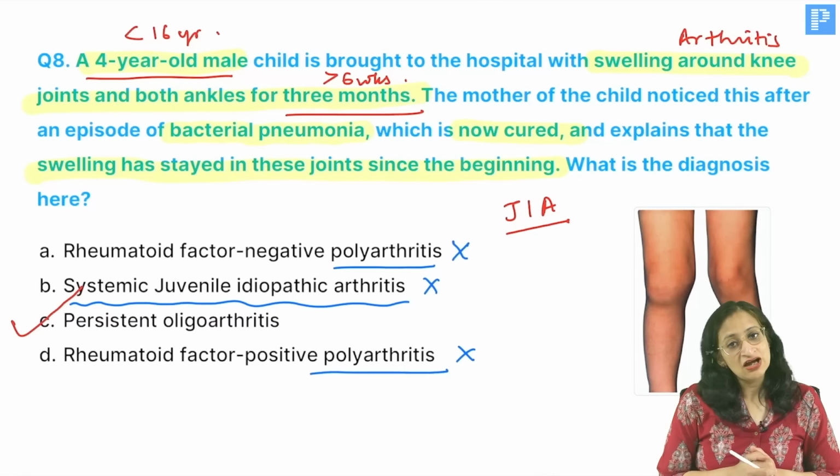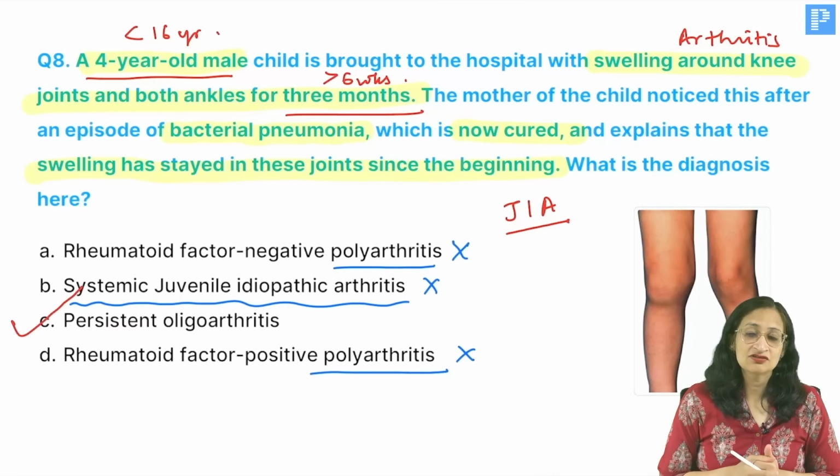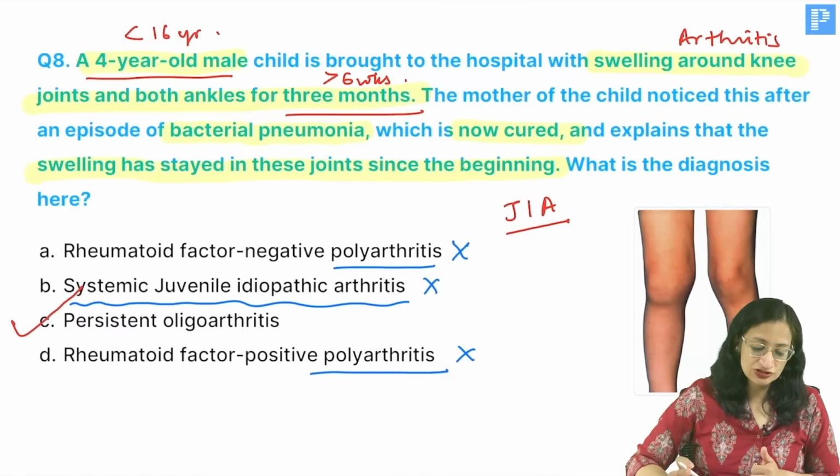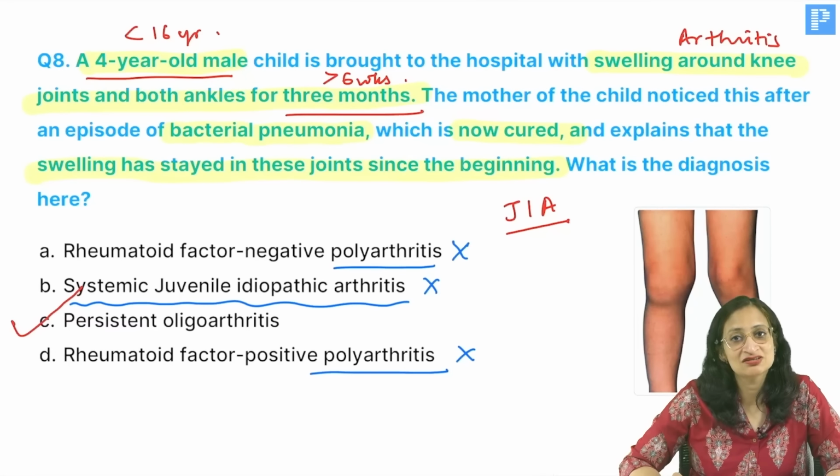This could be reactive arthritis also. In reactive arthritis, usually enthesitis or tendon inflammation is also there, and HLA-B27 positivity could be there, and it usually subsides spontaneously, usually does not persist for such a long time like 3 months. So persistent oligoarthritis is the best answer here.